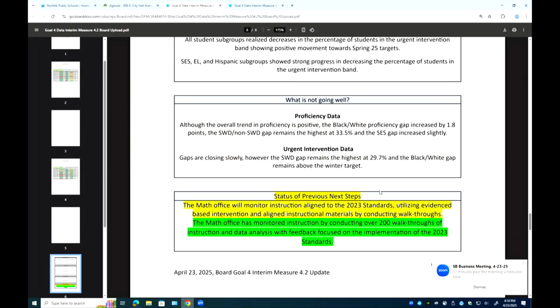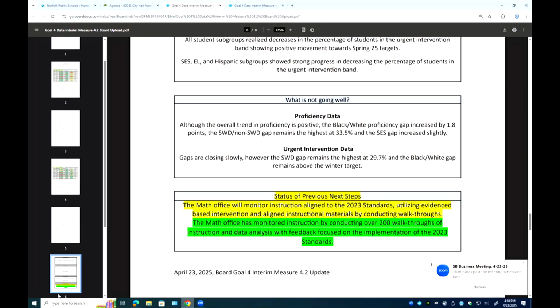This one, always room for improvement. Although the overall trend in proficiency is positive, the black-white proficiency gap increased by 1.8 points, which means even though they both moved, the students in the white subgroup moved a little higher. And the same with SWD, non-SWD, it's the highest gap at 33.5%. And then with urgent intervention, the gaps are closing slowly. However, the SWD gap remains the highest at 29.7%. And the black-white gap remains above the winter target.